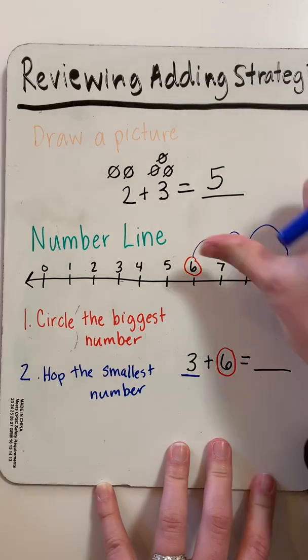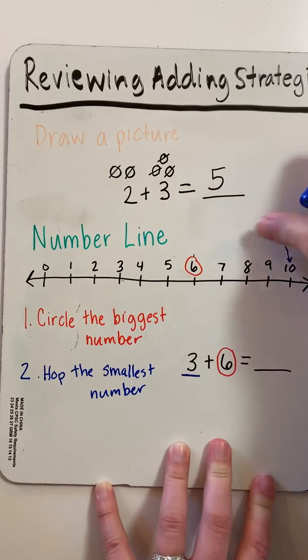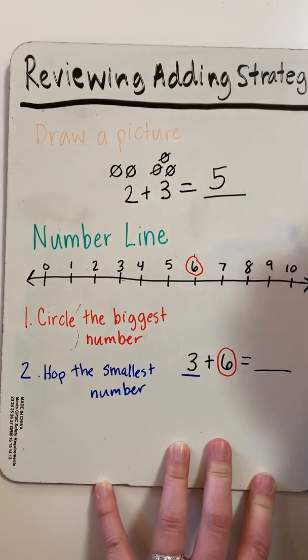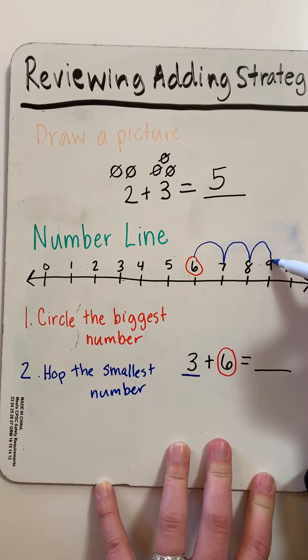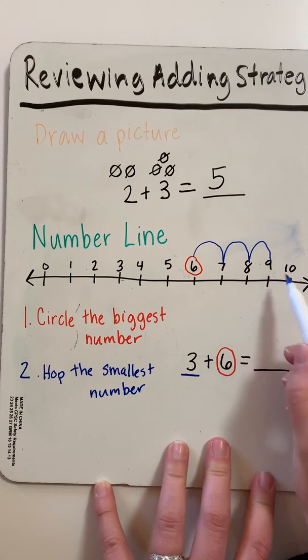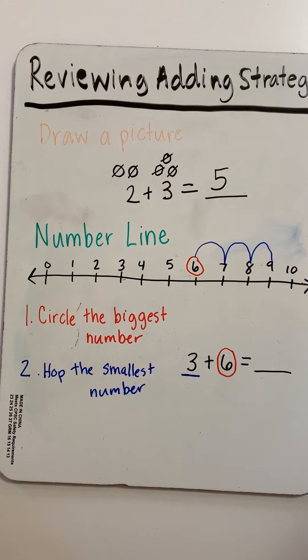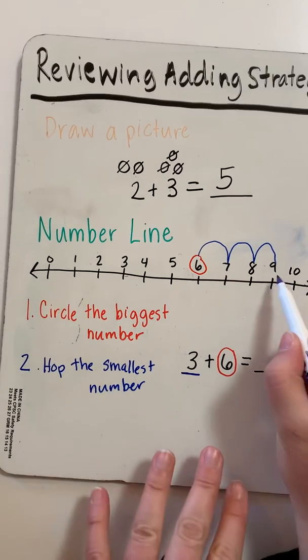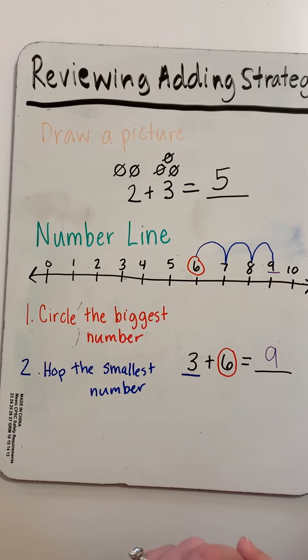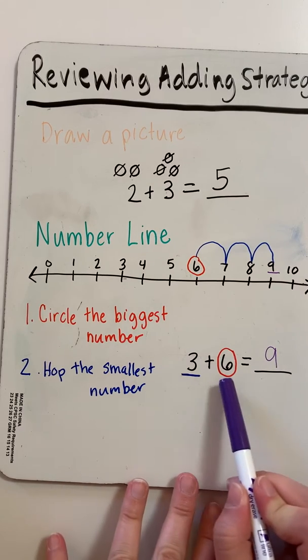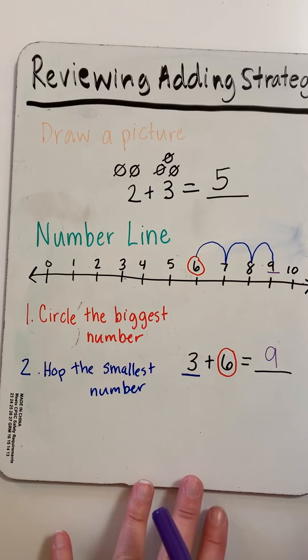I need to make sure that I touch each number as I'm hopping. So very carefully hopping 1, 2, 3. And the number that I land on, the number that I end up with, is my answer or my sum. That's kind of our fancy math name for the answer, our sum. So 3 plus 6 equals 9.